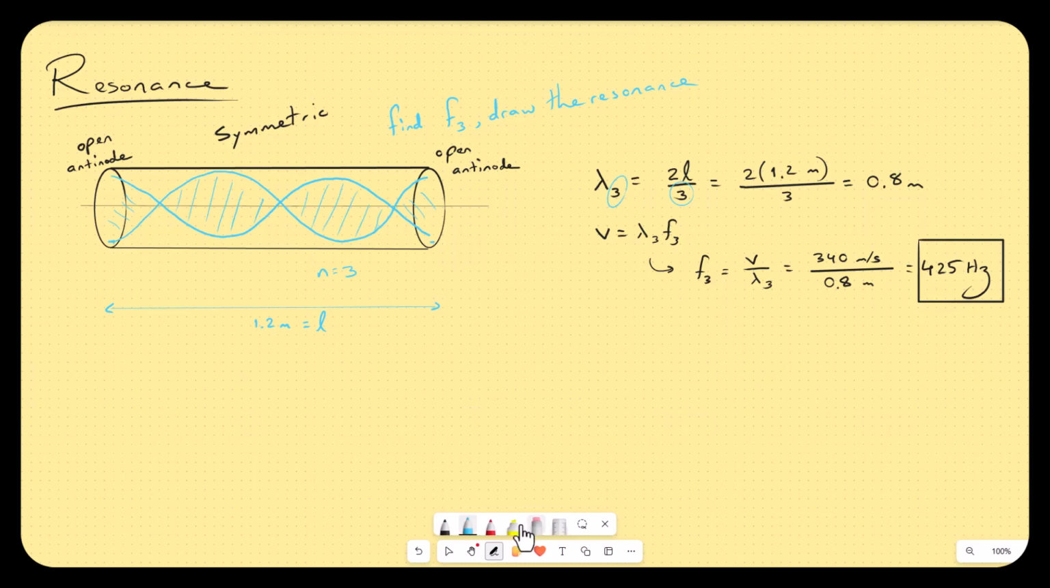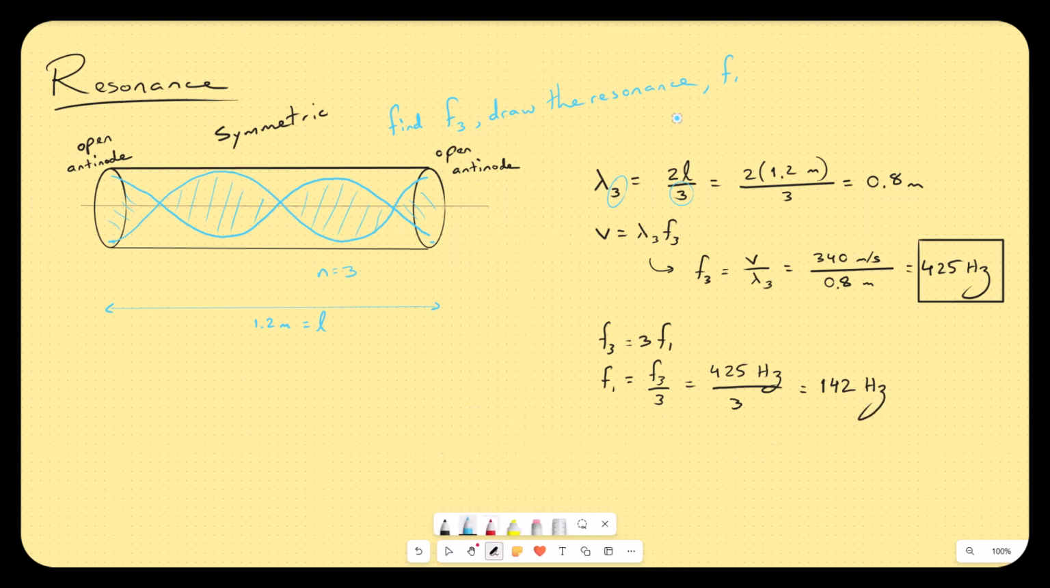Maybe then I want to say find F1. I can say F3 I know is equal to 3 times F1. F3 is 425, so F1 is going to be F3 over 3, 425 hertz over 3, which gives me 141 2/3, call it 142 hertz.